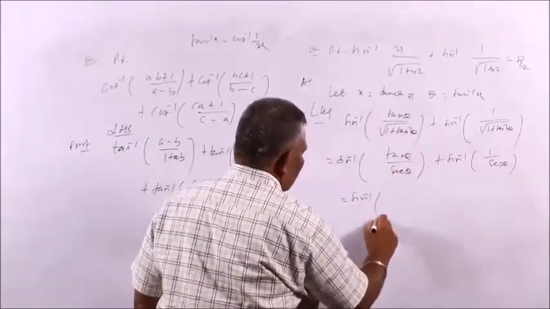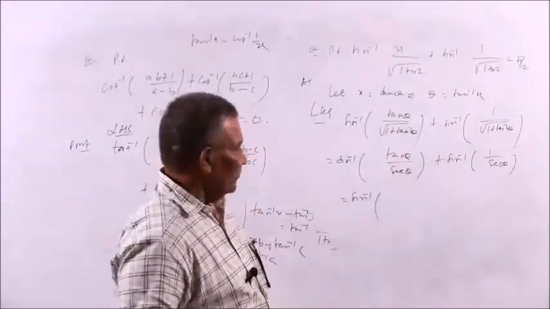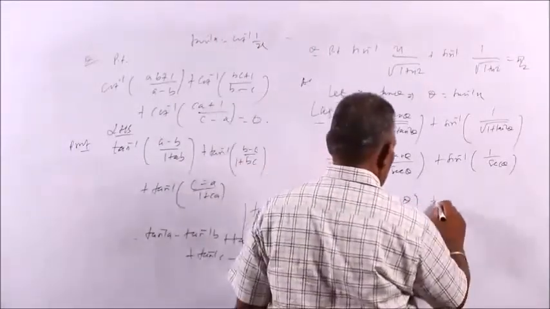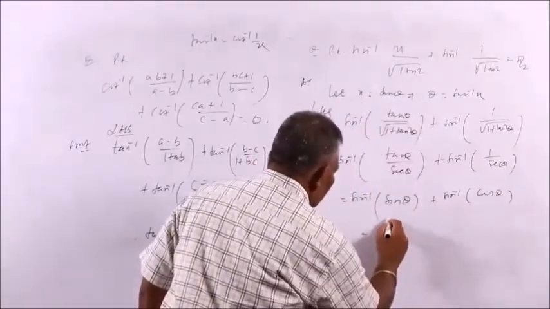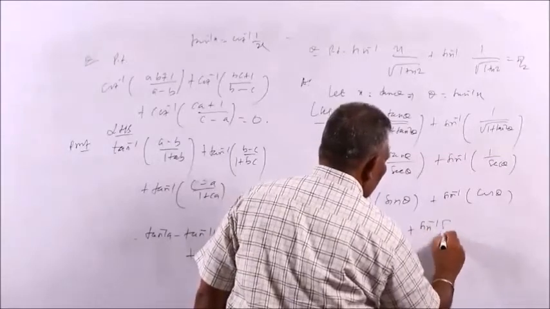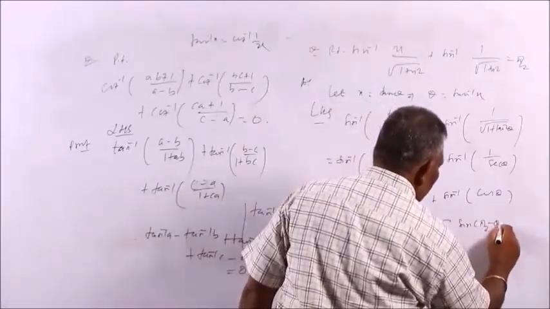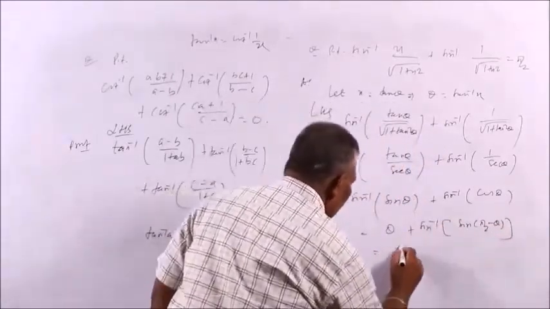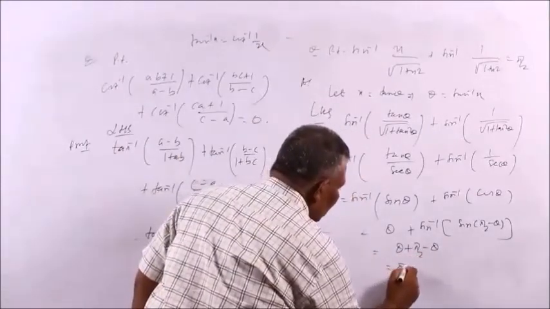That is sin inverse tan theta by sec theta after converting it into sin and cos form. That will be sin inverse sin theta plus sin inverse cos theta. Sin inverse sin theta is theta plus sin inverse, in place of cos theta we can take sin of 90 minus theta. Now sin inverse sin will be 1, that is theta plus pi by 2 minus theta, that equals to pi by 2.